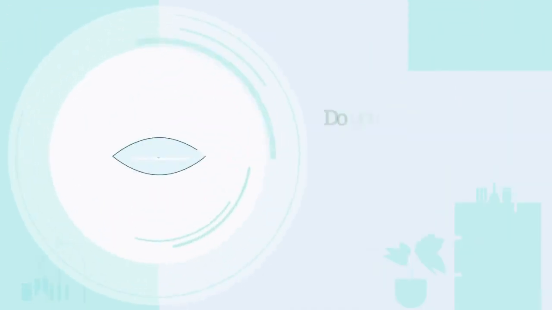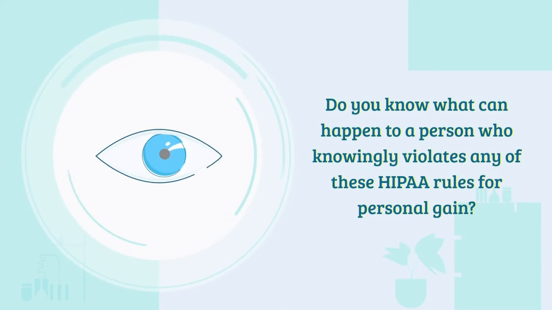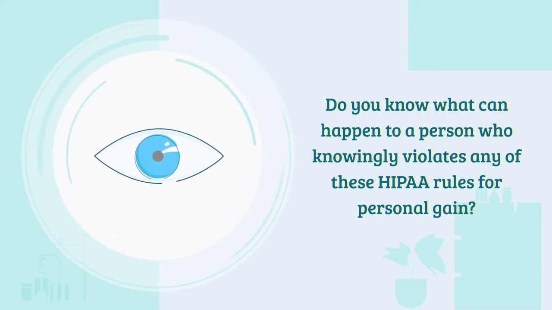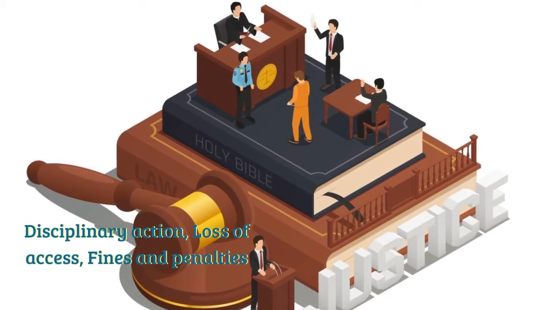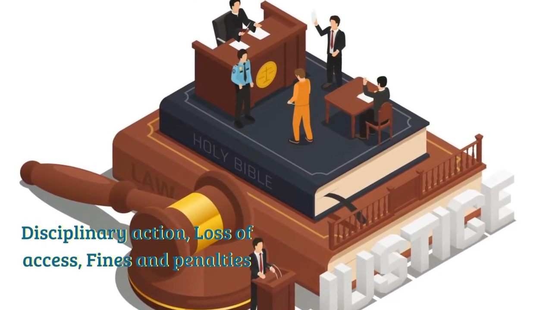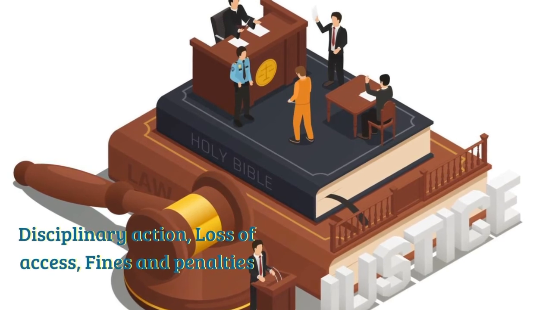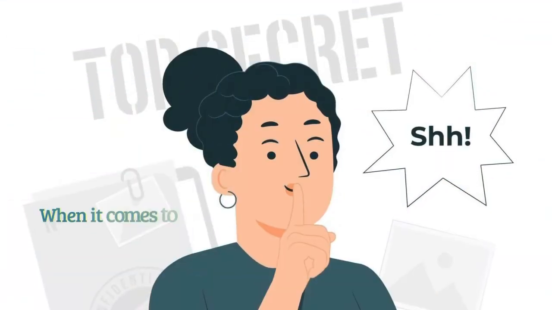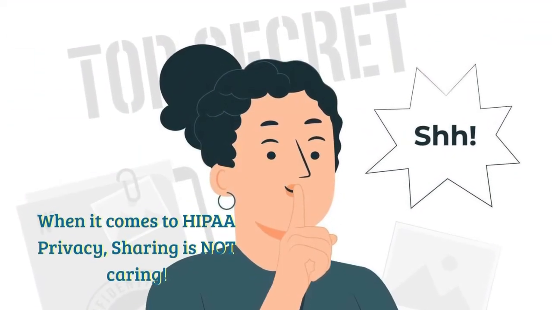Do you know what can happen to a person who knowingly violates any of these HIPAA rules for personal gain? Disciplinary action, loss of access privileges, fines and penalties, yes, all of above. When it comes to HIPAA privacy, sharing is not caring.